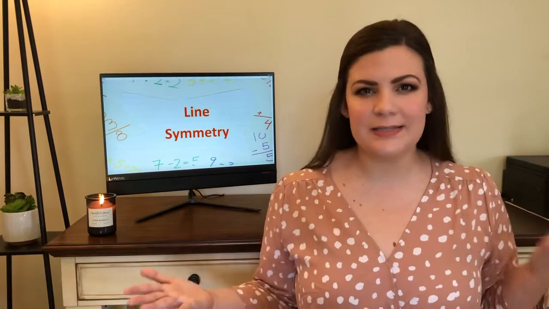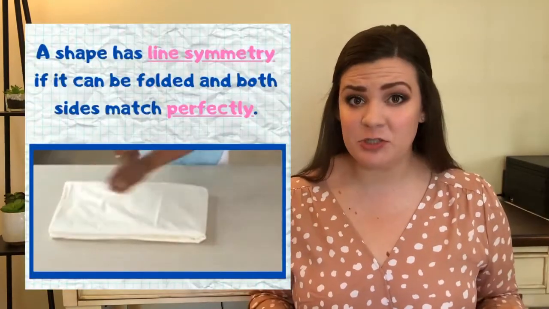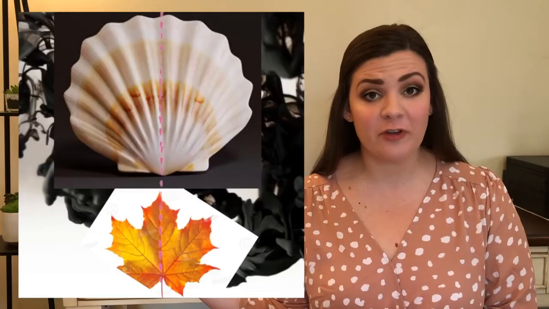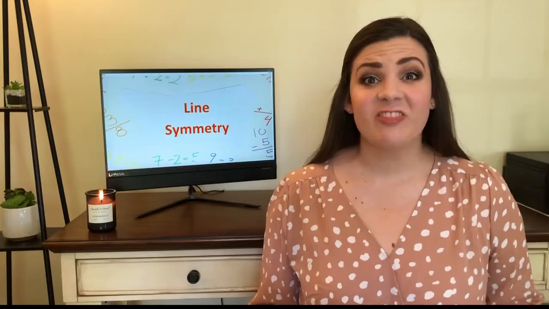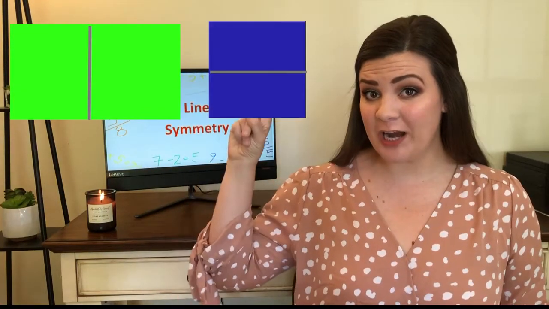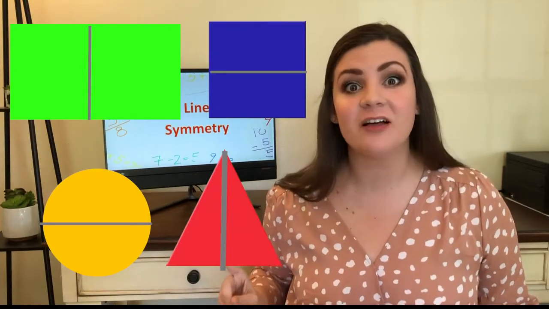So what is line symmetry? A shape has line symmetry if you can fold it and then both sides match perfectly. You can see here that all of these images match perfectly on either side of the line. That means they have line symmetry. Let's look at some shapes that have line symmetry. Rectangles, squares, circles, and some triangles have line symmetry.